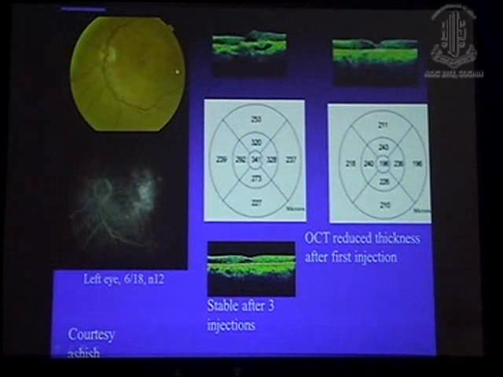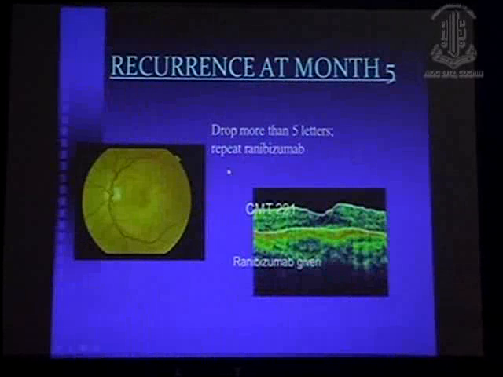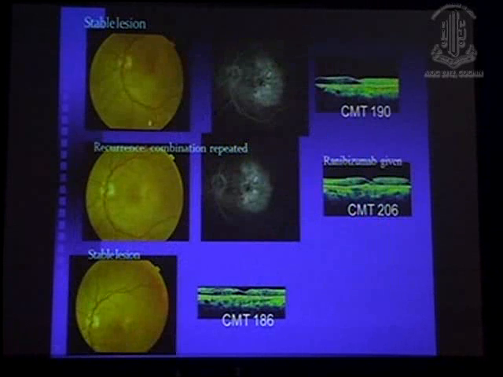This is another patient where you have a mixed kind of TMB which is stable after 3 injections, and the OCT thickness decreased from 341 to 195, and then there was a recurrence at the 5th month where there was a drop of more than 5 letters. So you repeat the ranibizumab, and the thickness comes down to 221, and then again a recurrence occurs.